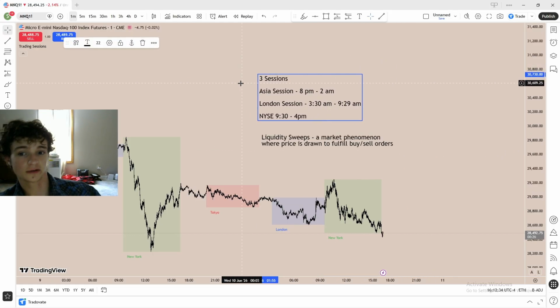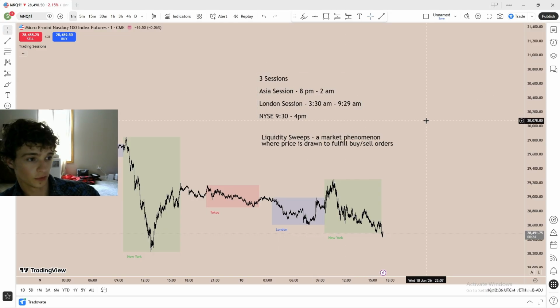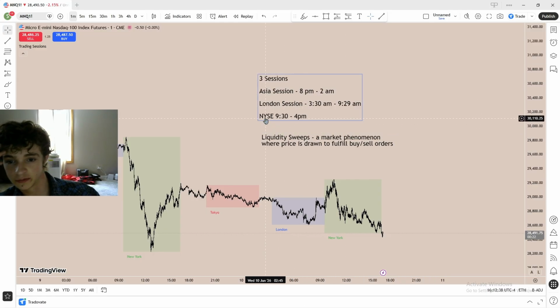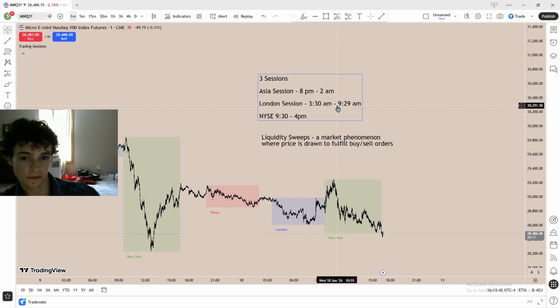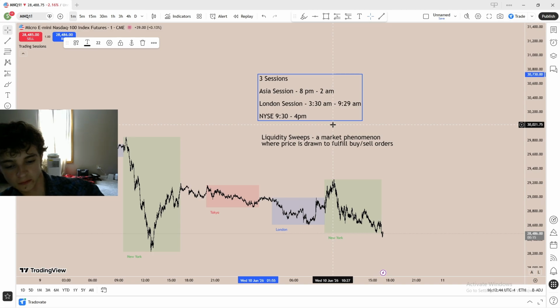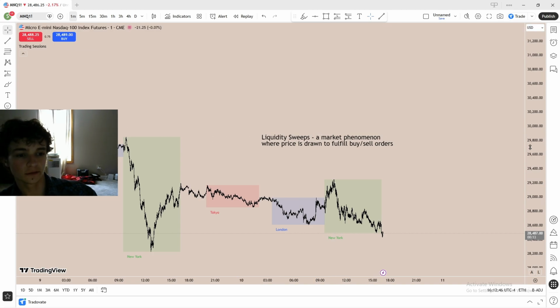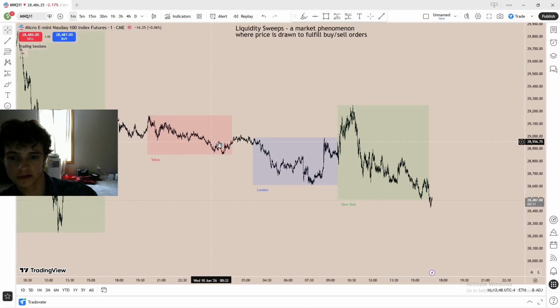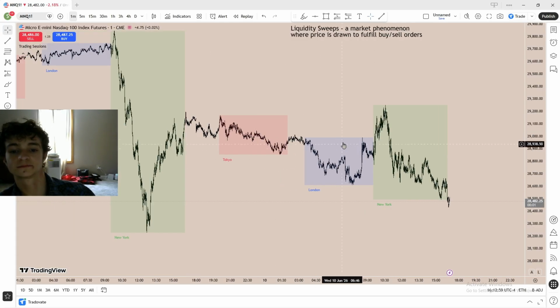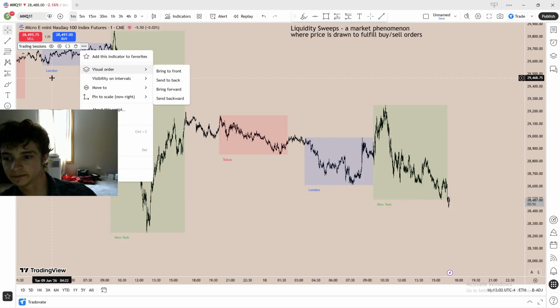All right. If you want to screenshot this right here, you're more than welcome to. These are when every session opens and then closes. So you're probably wondering, what are these red, blue, and green boxes? Red is the Asia or Tokyo session. So this is Asia, blue is London, and then NY, we have green.